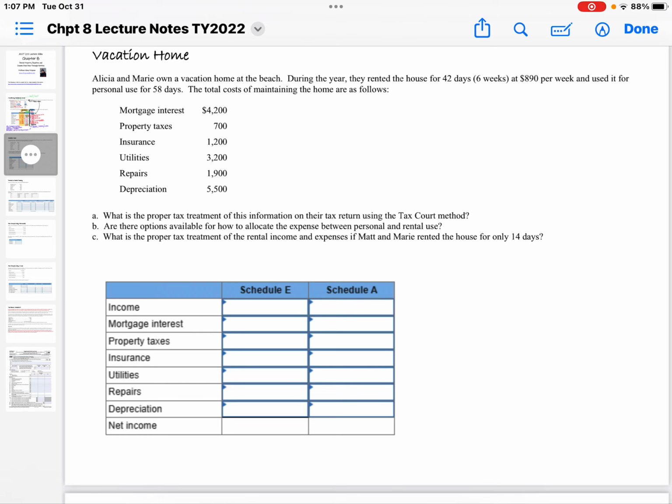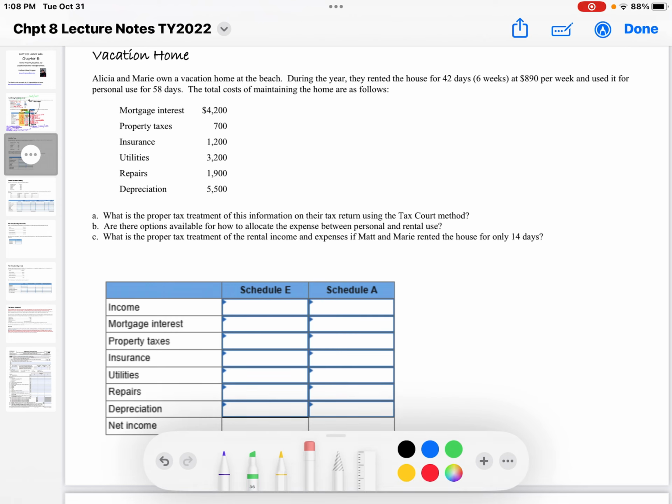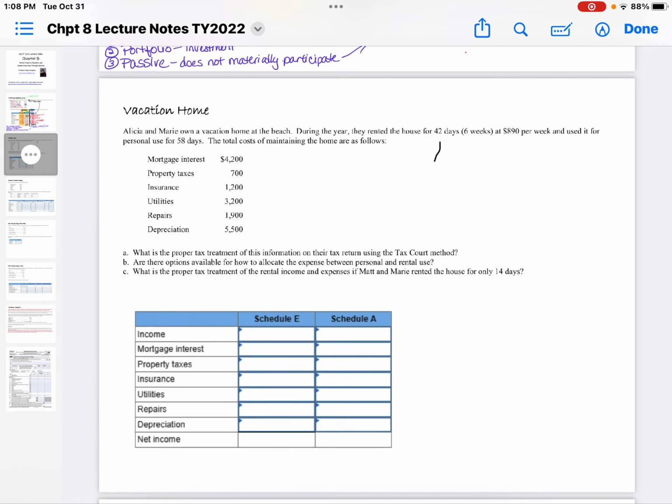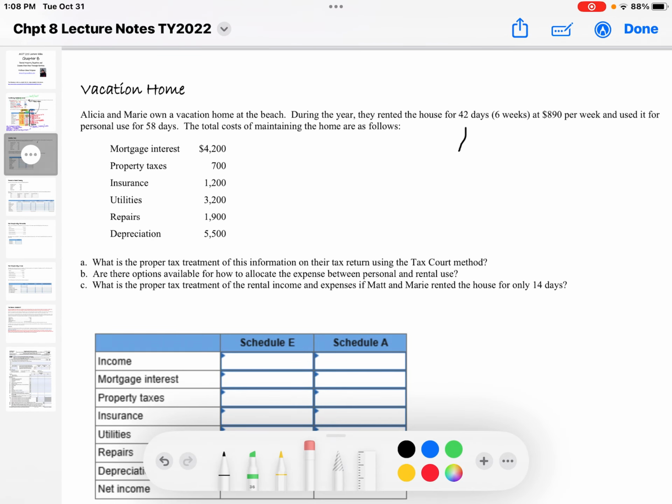And under the method, we're going to use the tax court method. That's what they're going to tell us to use. So not a big deal. But what we have to do to start this problem is figure out how many days. So let's scoot it up here and take a look. They told us that 42 days were rental days, and that personal days were 58 days. So rental was 42 days plus the 58 personal. That tells me that in total, I had 100 days.